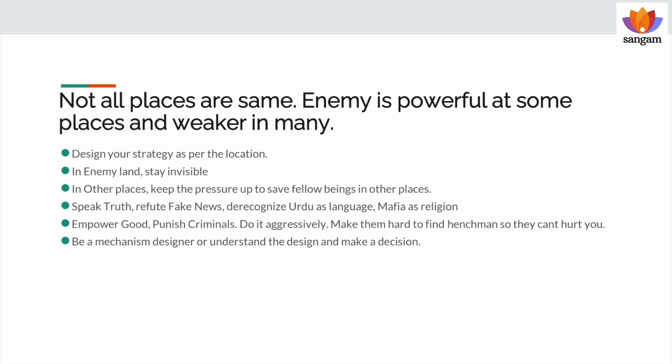Speak truth, refute fake news, recognize Urdu as a language and Mafia as a religion. So these are the things that you can do. Empower good, punish criminals. Anyone who is a criminal, who is doing repeated rape or murder or these kinds of things, eliminate him. Just get capital punishment. Simple. The more aggressively you do, the better it is for you. If you do that, this will make it hard for your enemy to find henchmen so they cannot hurt you.